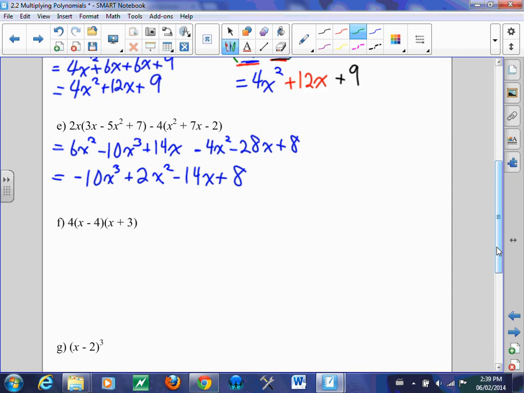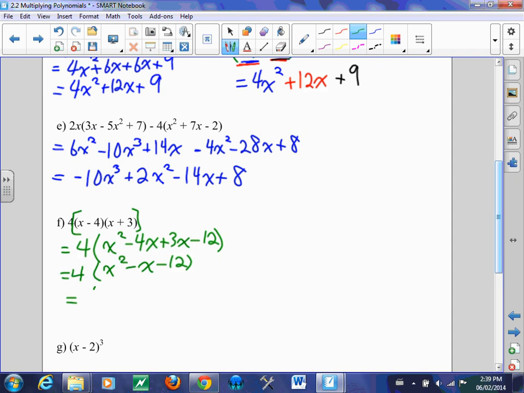Next one, ladies and gentlemen, you notice for F, you have a constant term times a binomial times a binomial. The way I like to do this is that I do my binomial work first, and then I leave the 4 out front, and then I do distributive law after. Okay, so I'm going to leave the 4 out front, do my first, outside, inside, last. So you're going to have x squared minus 4x plus 3x minus 12. Collect like terms inside the bracket according to BEDMAS. And then apply the distributive law. So you end up with 4x squared minus 4x subtract 48.